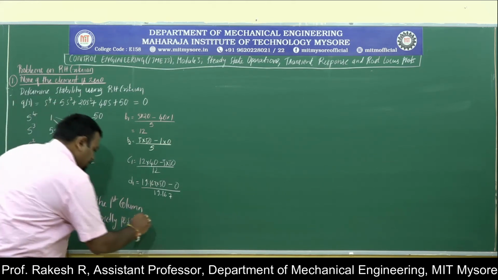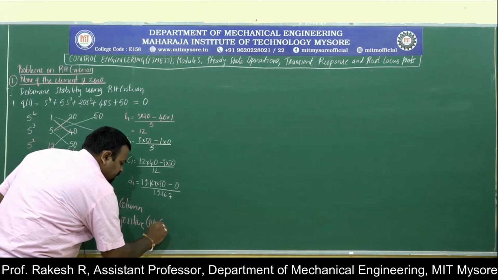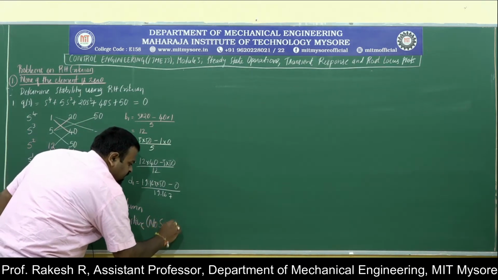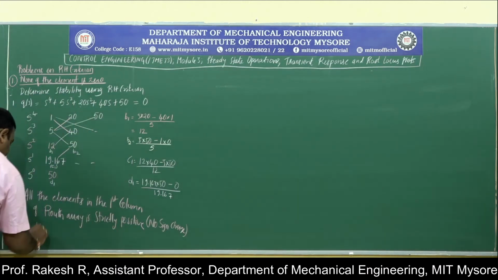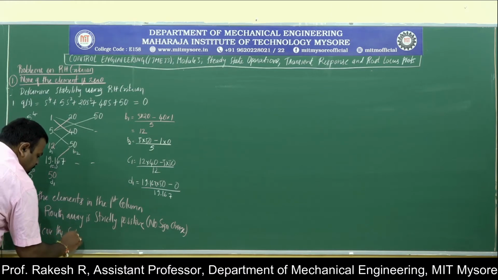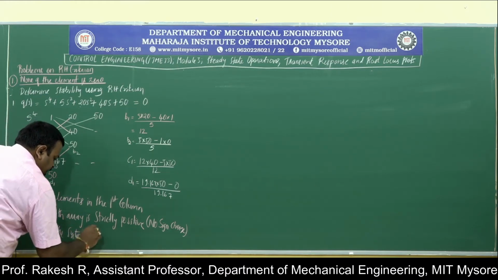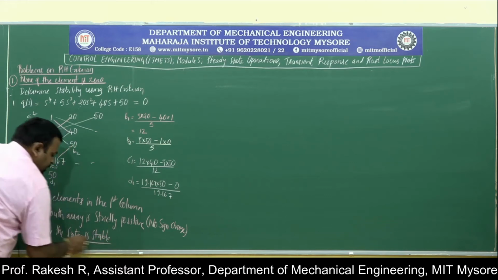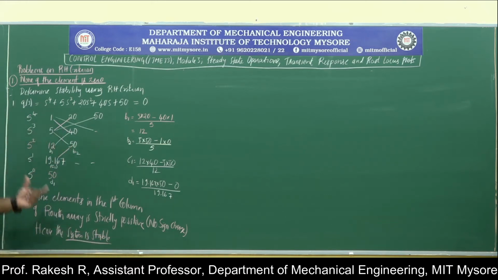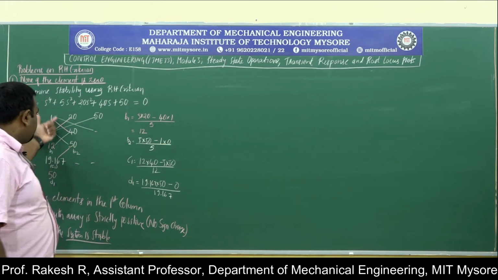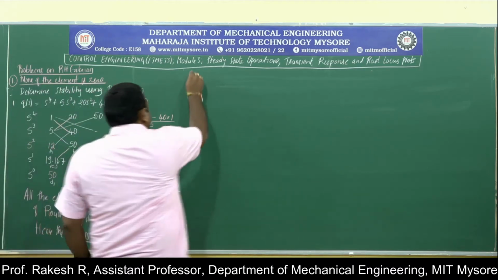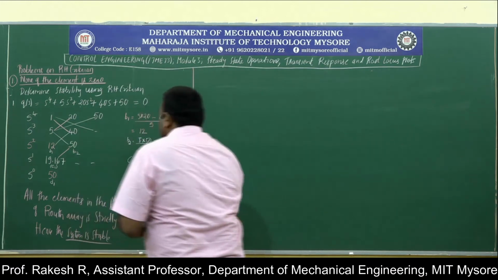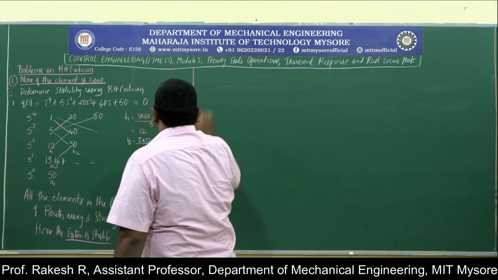Why strictly positive means? The other thing we can write is no sign change. Hence the system is stable. You have to write the comment based on the sign change in the first column of the Routh array. First column, not a row. So this is about the first problem. Then let us solve the second problem.